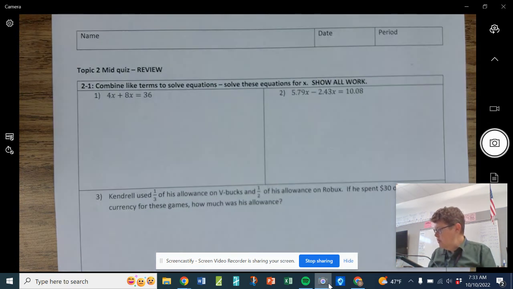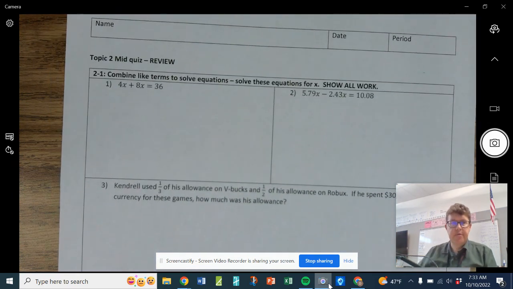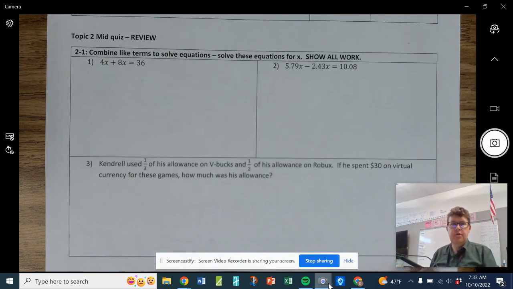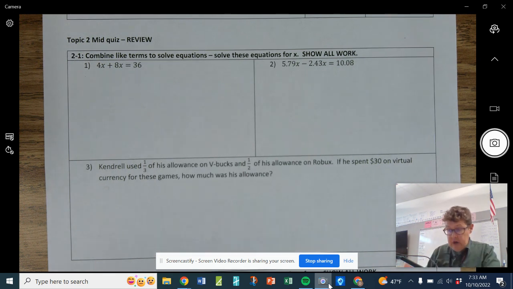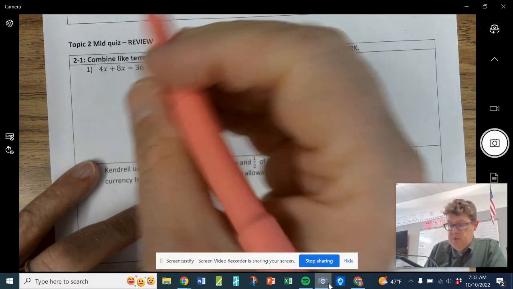Two, when we're talking about equations with one variable. So the first part's just going to be combining like terms. We've got this first one, 4x plus 8x. I can combine that 4 and that 8 because they are like terms, meaning they have the same variable, right? So 4 plus 8 is 12.